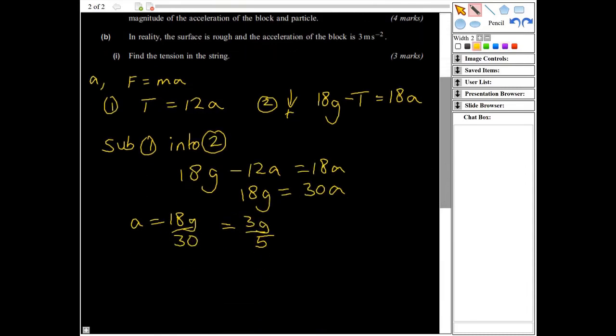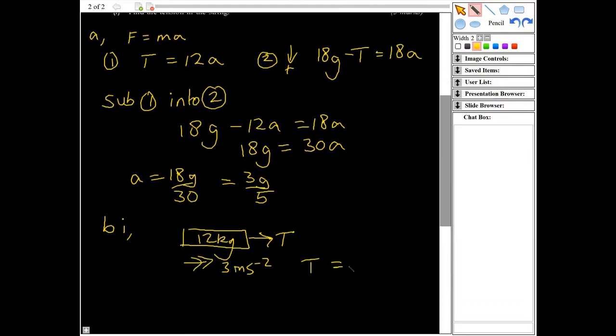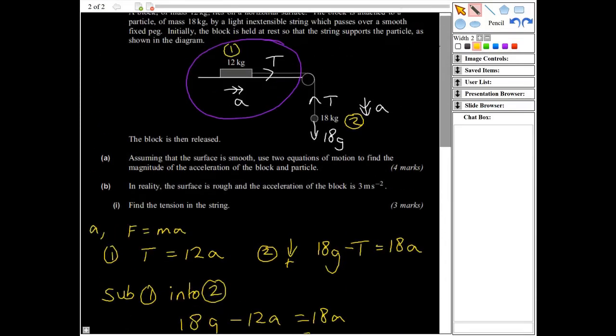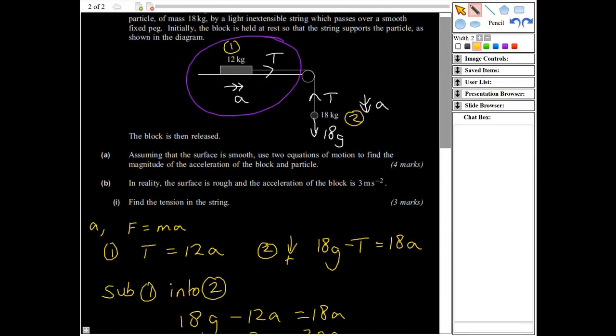So for part B, I can just have this block with mass 12, T that way, and the acceleration is 3 meters per second squared. So I would just do F equals ma, T is equal to 12 times 3, which would be 36 newtons. All right, so that question is reasonably straightforward. There were more parts to it involving friction between the surface, but it's beyond the scope of what I'm talking about in this video. So I will come back and talk about the rest of that question at some other time.